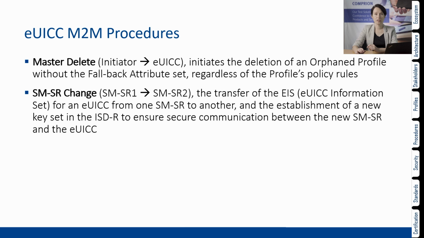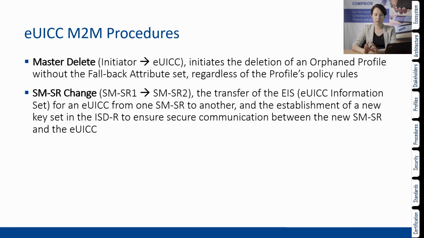Another important procedure is the SMSR change. This goes from one SMSR to another SMSR. The main part of this procedure is to transfer the specific EUSSC information set, for one EUSSC, from one SMSR to another. Connected to this is the establishment of a new key set on the SMSR. The SMSR knows about the EUSSCs which belong to it.